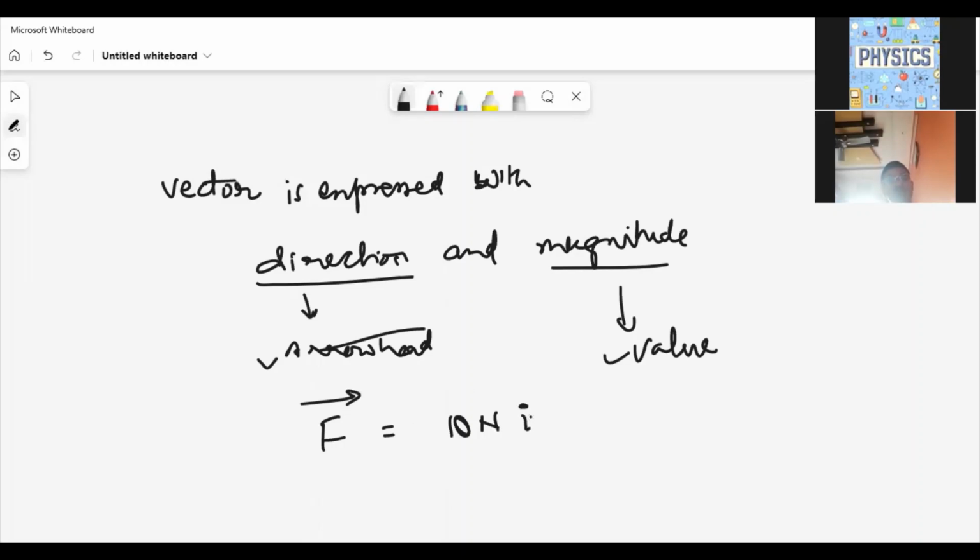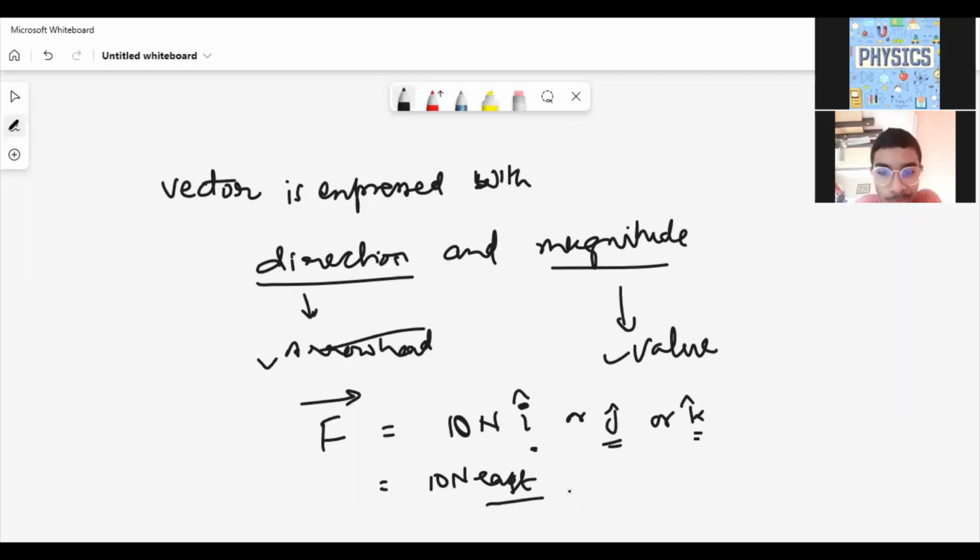So there is a direction also. So I can express it with either i or j or k. I'll tell you what they are basically. I'll explain it to you. Or we can write 10 Newton east, 10 Newton west, 10 Newton north, 10 Newton this. Either we can express it in this way or in this way. But since it has an arrowhead up, the direction also needs to be specified.